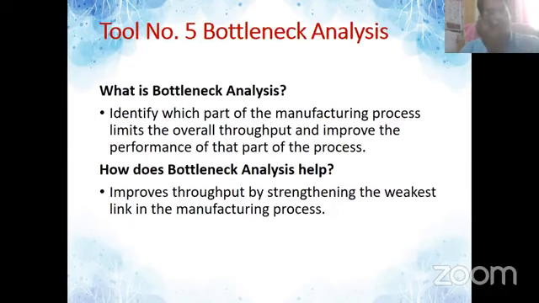Then tool number 5 is the bottleneck analysis. So what is bottleneck analysis? It identifies which part of the manufacturing process limits the overall throughput and improves the performance of that part of the process. That is called the bottleneck analysis. So how does it help? It improves the throughput by strengthening the weakest link in the manufacturing process. Suppose there is some weak link or some steps which are hampering the overall process. We have to find out by studying the overall process, and we remove that bottleneck from the manufacturing process.